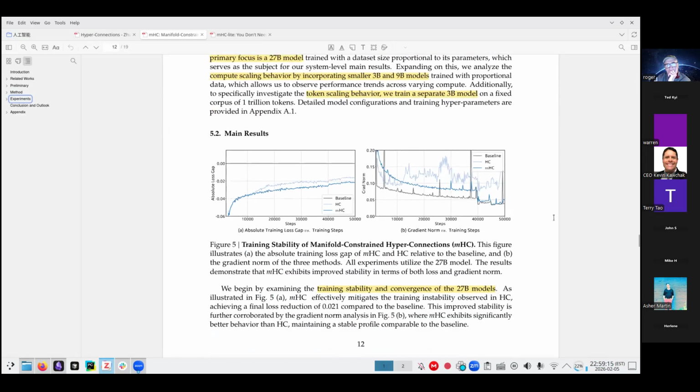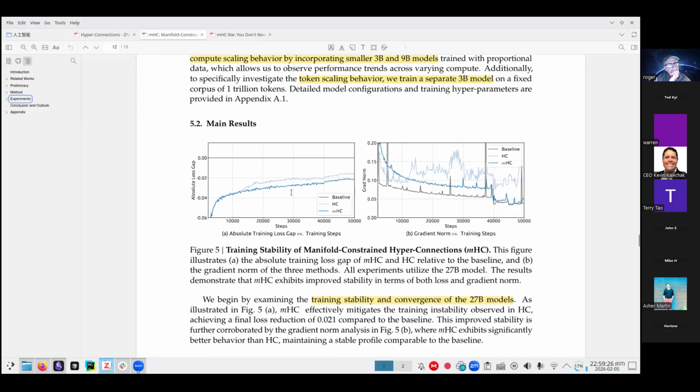Results, absolute loss, gradient norm. These results are just showing that MHC is more stable than HC, with lower loss and gradient norm. They show that with MHC the fluctuation of the gradient is similar to the baseline, and it's much smaller than the HC one.